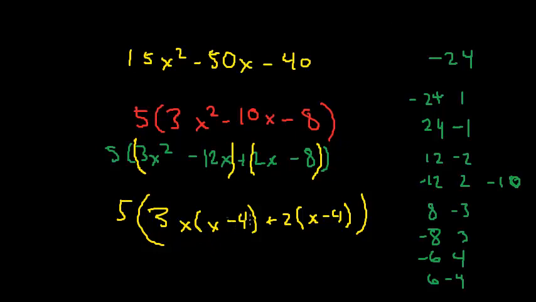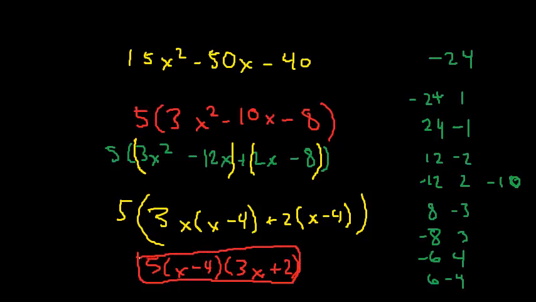Now I can see that x minus 4 is my new common factor, so I pull out my x minus 4, and that leaves me with 3x plus 2. Then I again cannot forget my 5 out front. So this then is the factorization of my original trinomial.